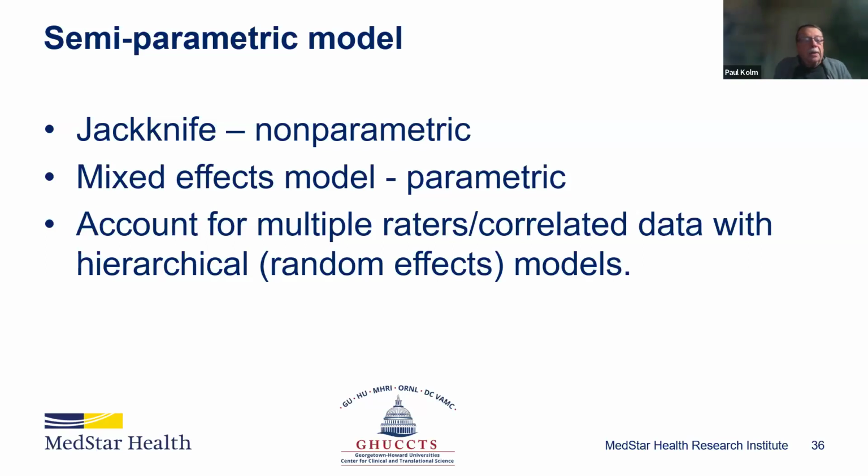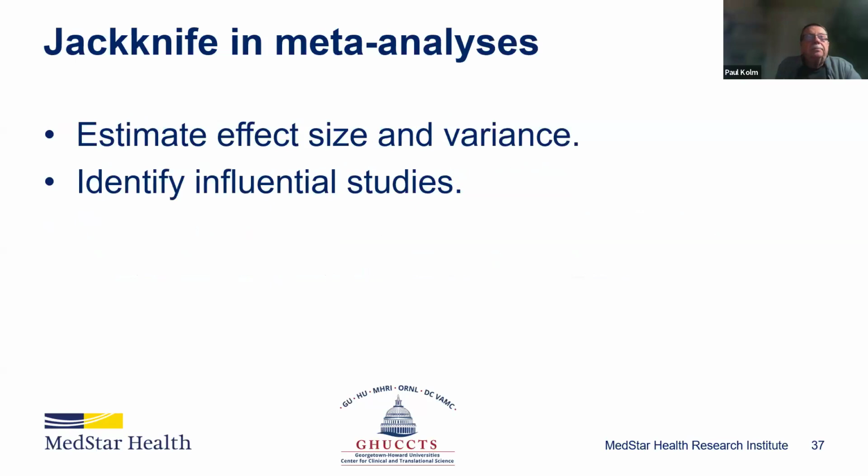area under the receiver operating characteristic curve. So that would be a fairly complex use of the jackknife. Here's a simpler one. The jackknife is almost invariably used anymore in meta-analyses. And there are a couple of things, obviously, as we mentioned before, we can estimate effect size and variance. But using the jackknife, we can also identify influential studies in our meta-analysis.